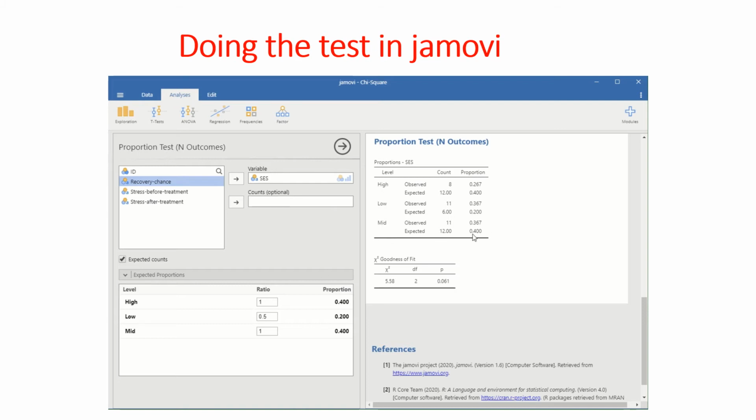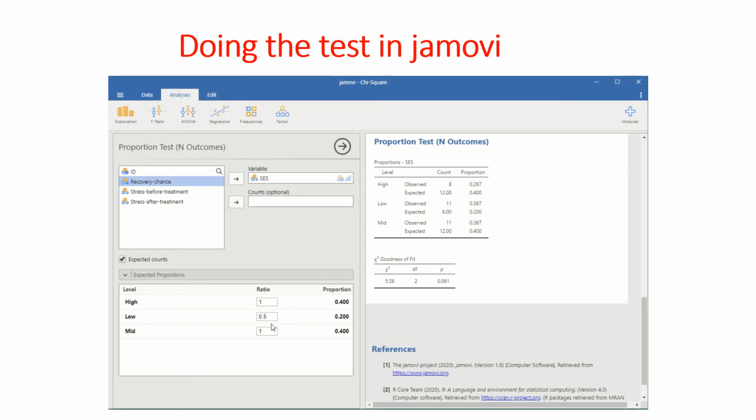Yeah, that's the way we do it. If you think that the levels are not distributed equally before you start the analysis, you could come to this tab, expected proportions, and change the ratio here accordingly and see whether the result is significant or not. But you need to approach this with caution. You need to have your prediction before you do your analysis. So you can't change these things after you do your analysis. You need to have predictions before you start the analysis.